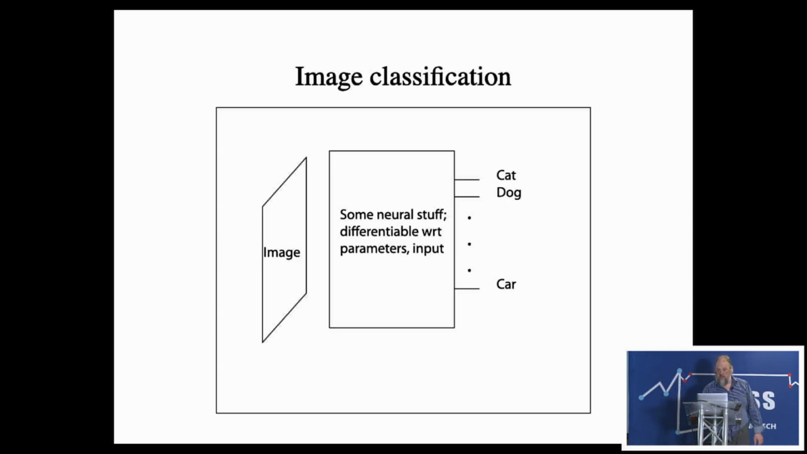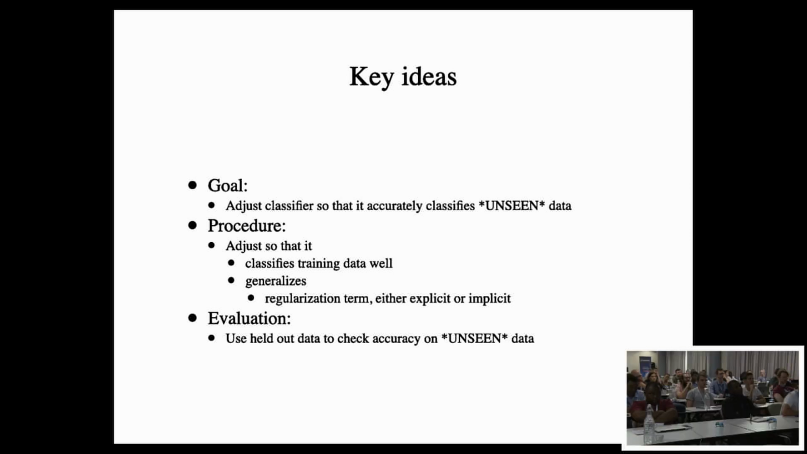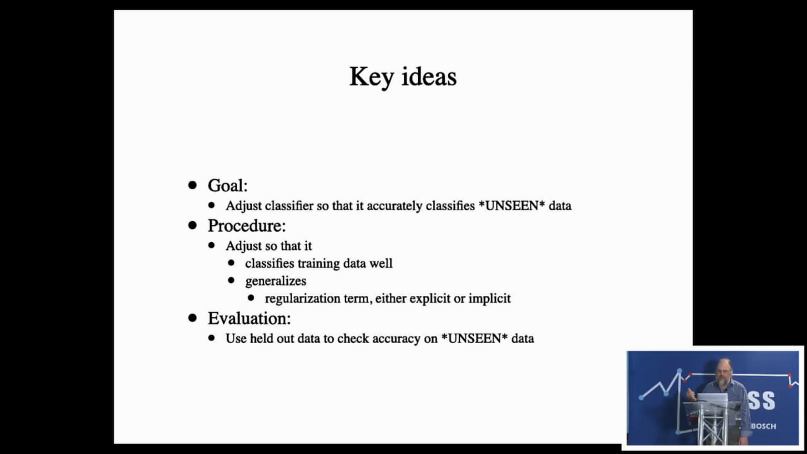Now, discrimination is interesting. Mostly, it manifests as image classification. Image goes in, usually there's a bunch of sort of neural stuff. I'll talk about some details in the next talk. Then out comes a label that says cat, dog, whatever, car. What I'm going to do is adjust that neural stuff so that it accurately classifies unseen data. It's not that interesting to be good at classifying data whose labels you know, because you already know the labels. So I have to adjust the classifier so it classifies training data well and generalizes. And that's the job of regularization terms, etc. And then in evaluation, I'm going to use held out data to check.